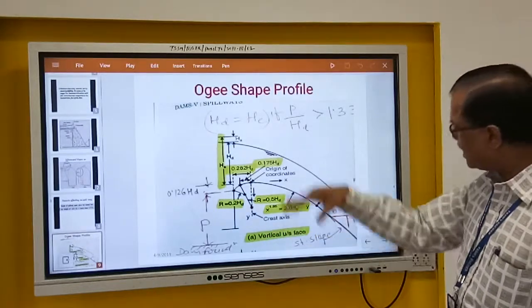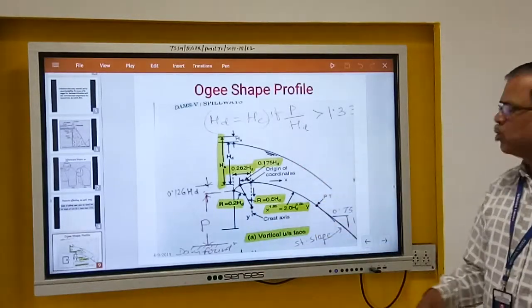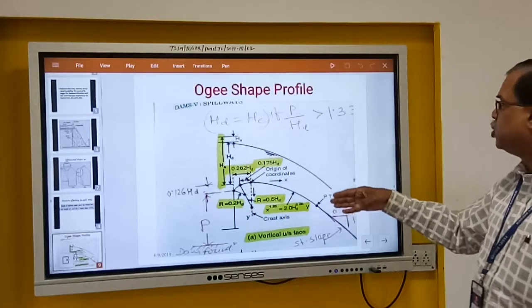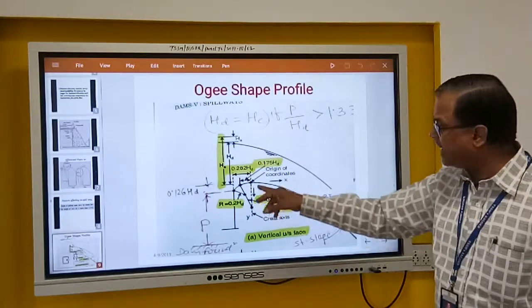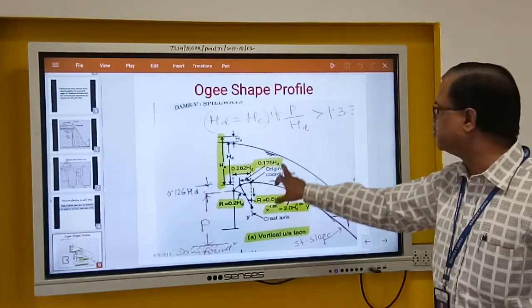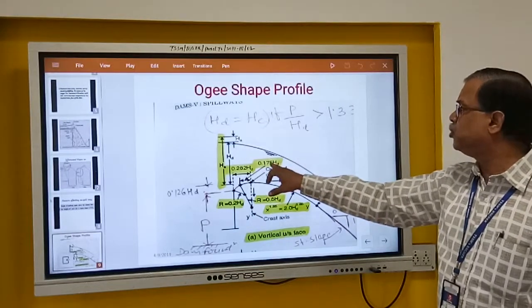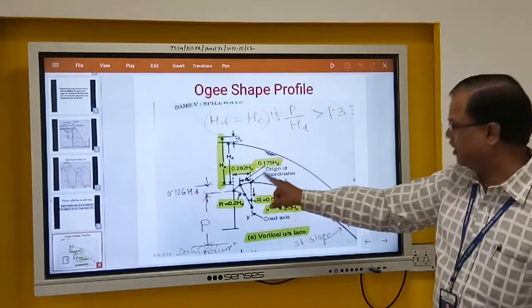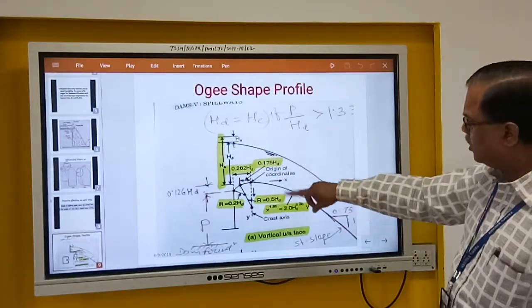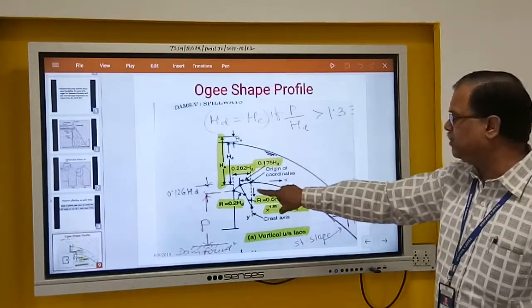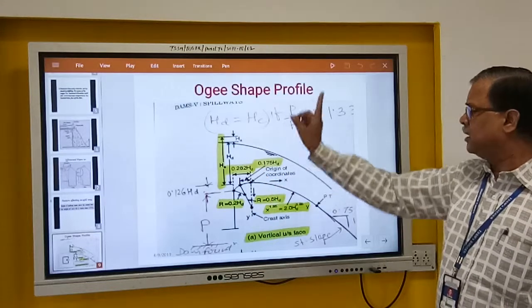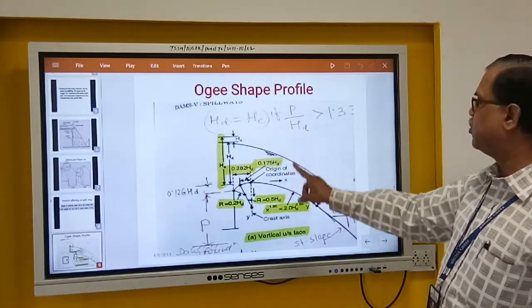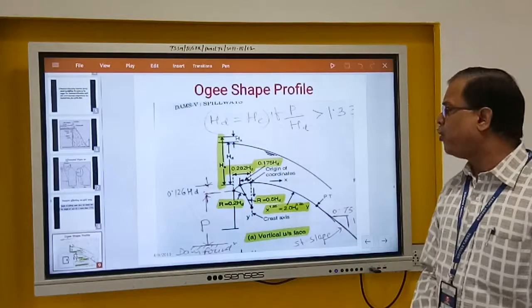Towards the upstream side we will have some circular curves. R1 will be equal to 0.5 of HD, and for R2, the distance b is to be calculated, that b is equal to 0.175 HD for a length of that R1. Then R2 will be between the vertical intersection and the R1 portion, and that radius will be 0.2 of HD.